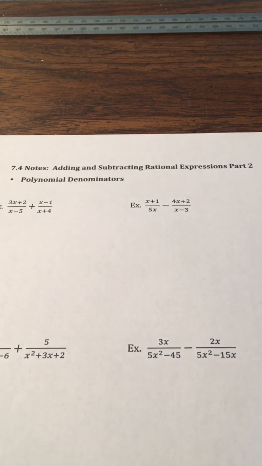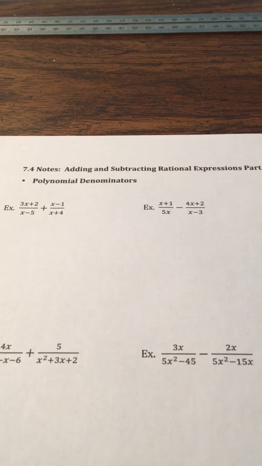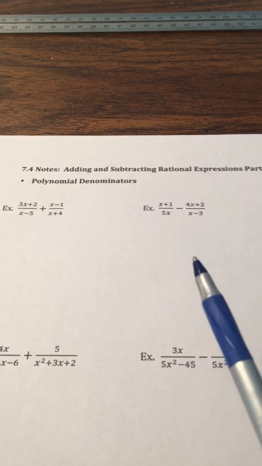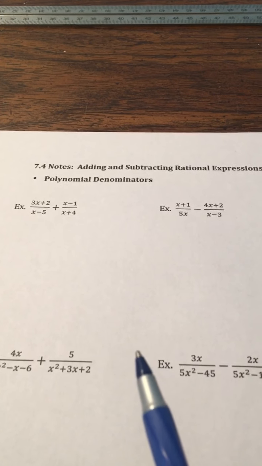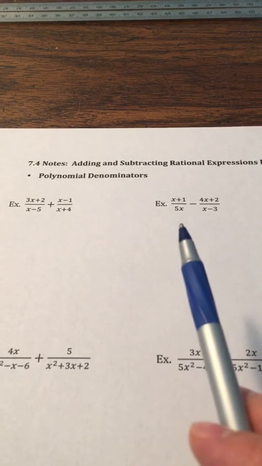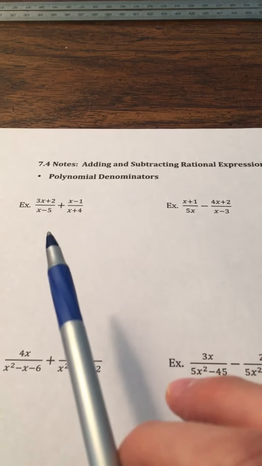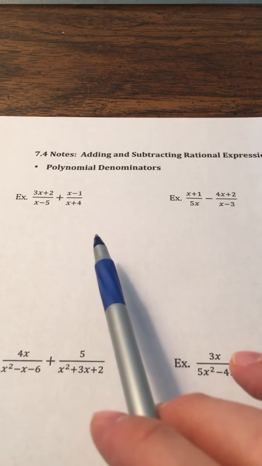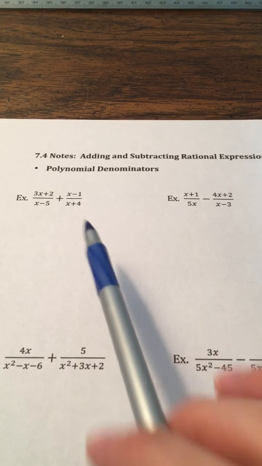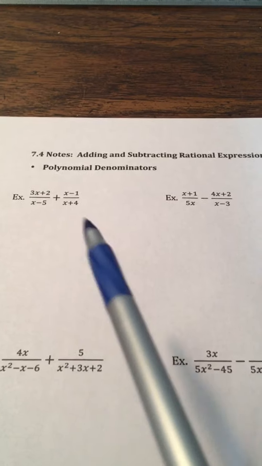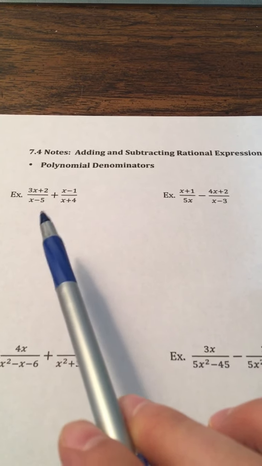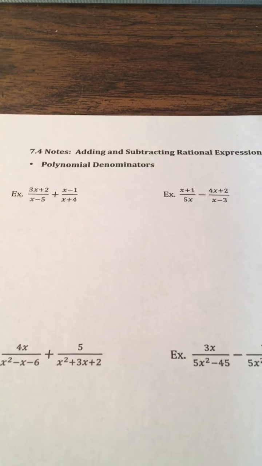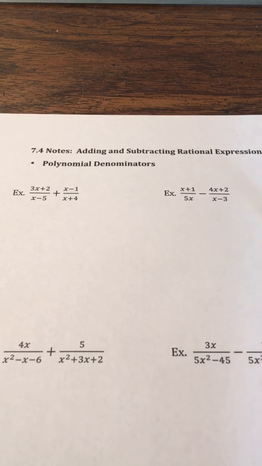Last time, we were adding and subtracting rational expressions with monomial denominators. Today, we will be looking at what happens when the denominators are not monomials. What happens if you have something plus something or something minus something in the denominator? The idea here in these problems, if you look at the denominator, is we want to find our least common denominator. Just like adding fractions, you need a common denominator.